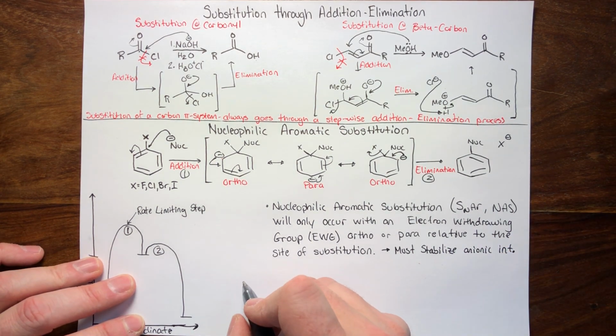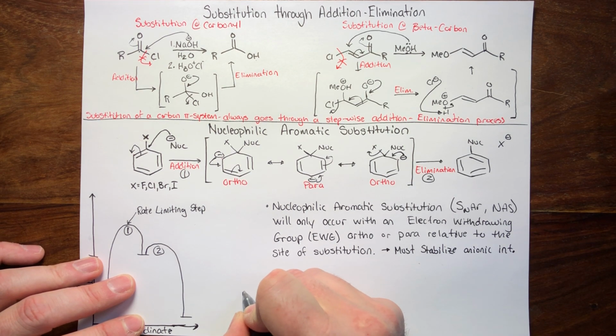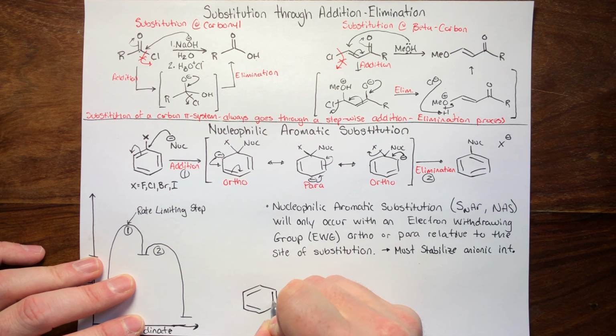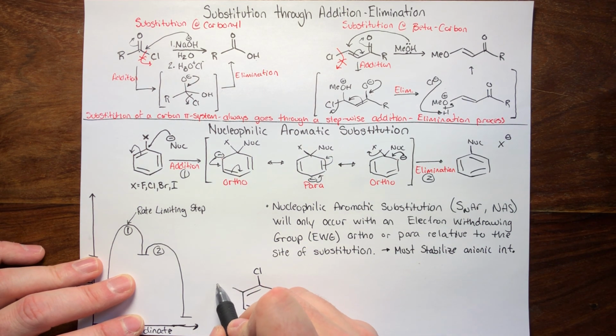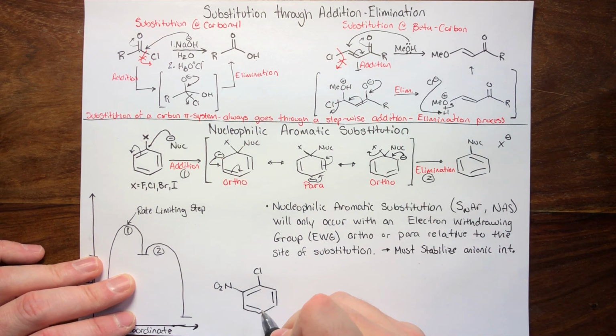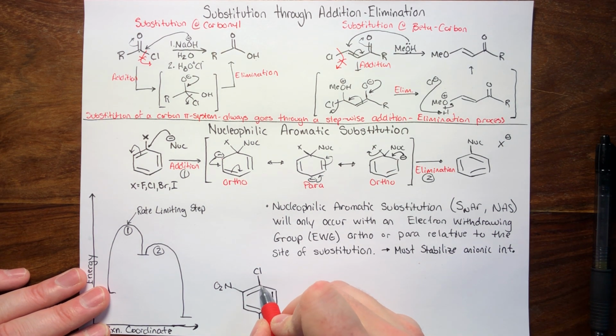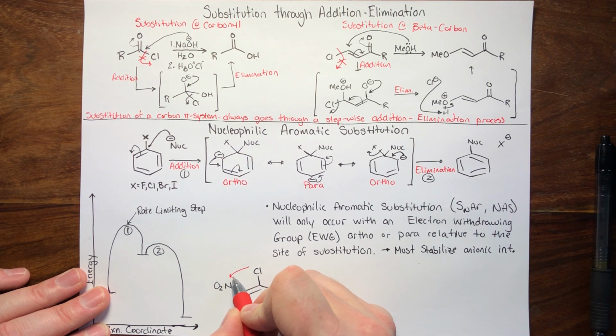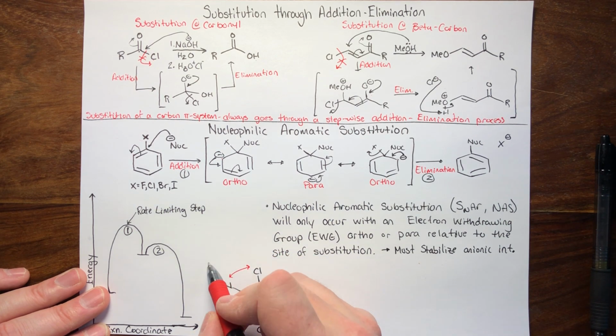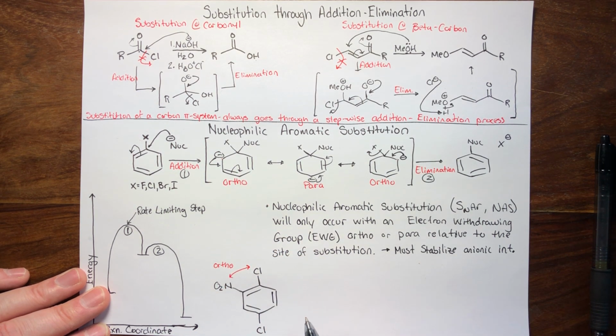All right, so let's take a look at a possible example. We've learned that a nitro group is a really excellent electron withdrawing group. And if you take a look at this, you can see that the nitro group relative to this chloride is ortho. So those two substituents have an ortho relationship, whereas the nitro group relative to this chloride, they have a meta relationship.